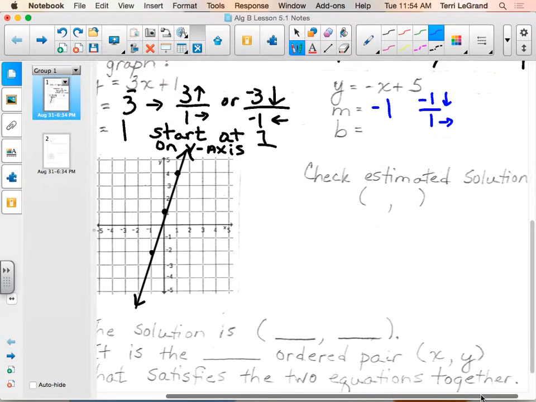Or our other option is instead of making the rise negative, we can make the run negative. So it can be positive 1 over negative 1. Then we would go up 1 and left 1.